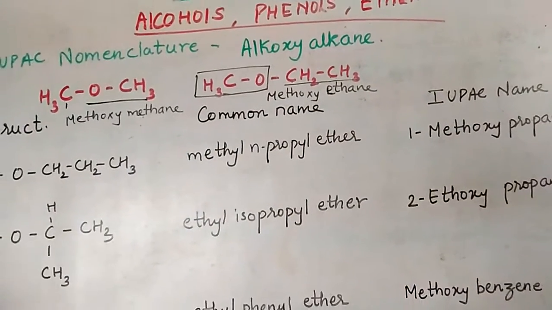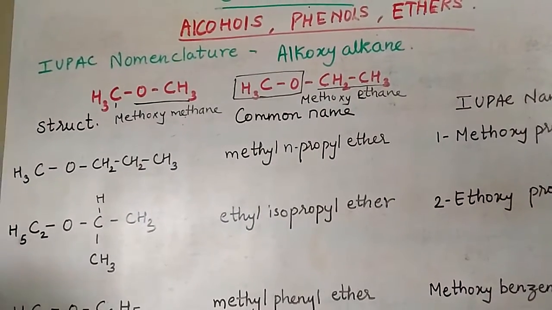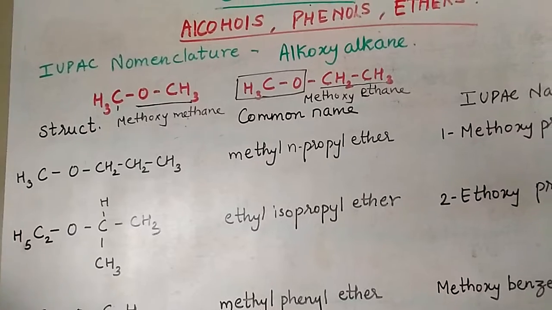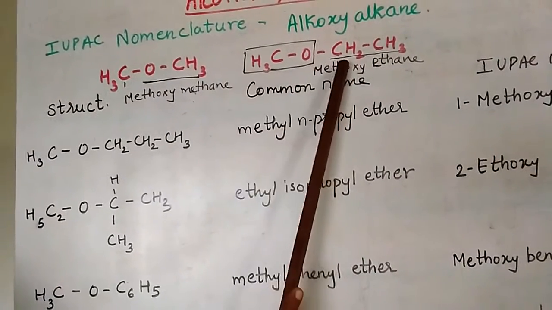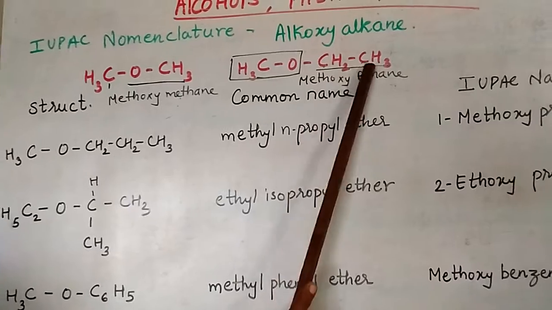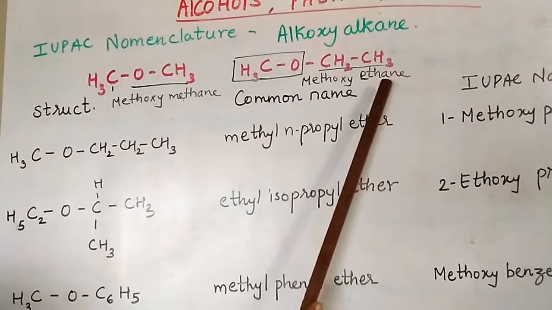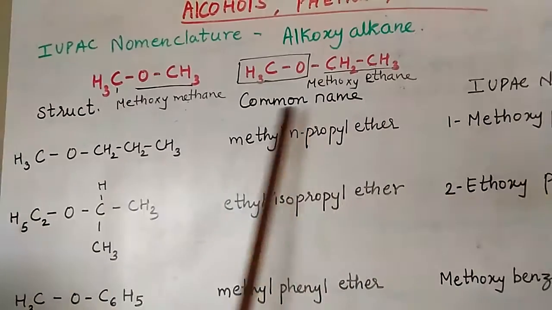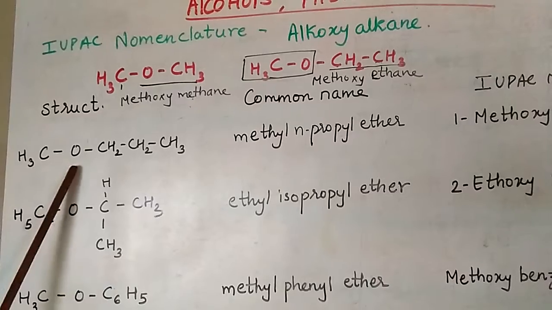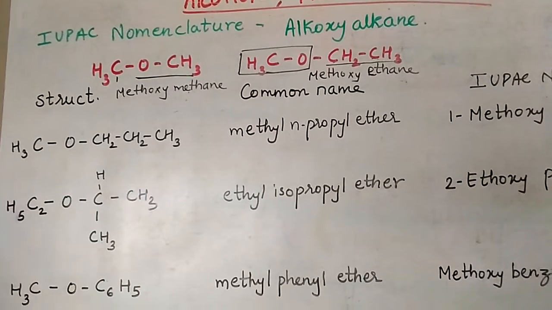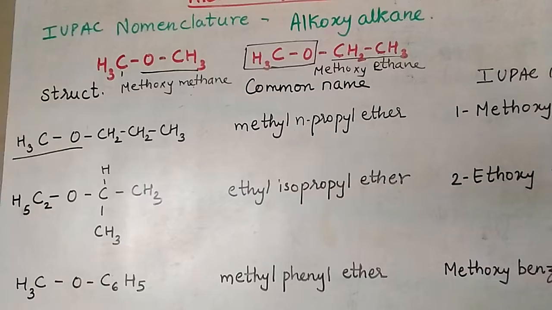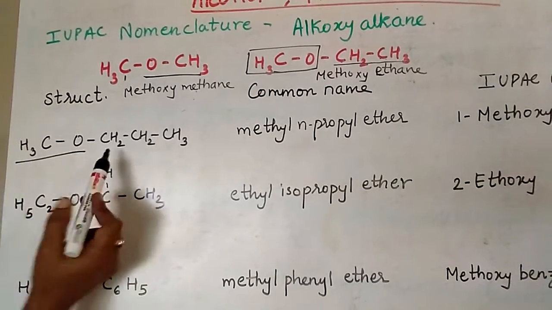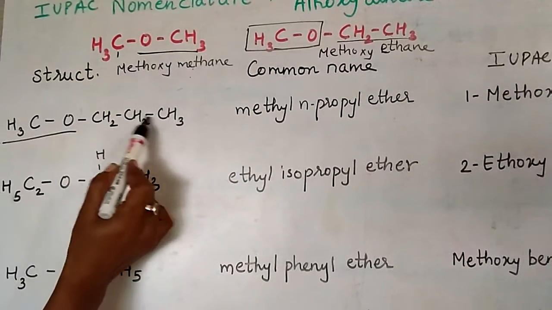So this care you have to take whenever you are writing the IUPAC name. Combine the small alkyl group with oxygen and name it as alkoxy, and the remaining number of carbons becomes the parent alkane. So let's see some examples. Now you have here this compound where on one side you have a smaller number of carbons, only one carbon, and on the other side you have 3 carbons, 1, 2 and 3.